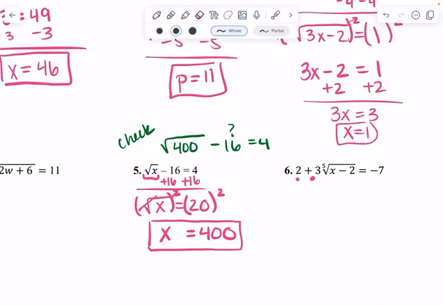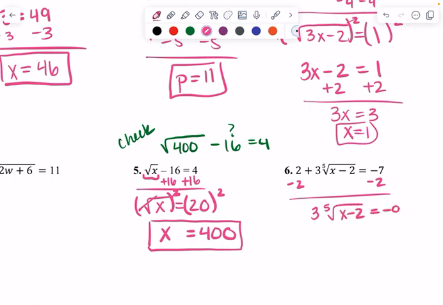So we need to subtract 2. And then when you have 3 times the fifth root of x minus 2 left, it's 3 times that. So we want to divide by 3. So we've got to get rid of that 2 and 3 separately. You can't add them together. So 5th root still of x minus 2 equals, negative 9 divided by 3, negative 3.